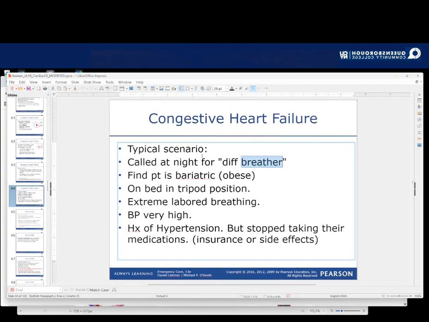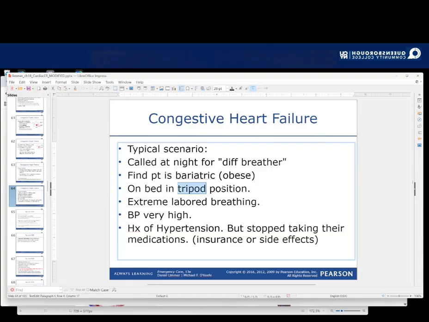So typical scenario, you're called in the middle of the night. If you're doing the night shift, you tend to get patients like this. Although some people sleep during the day, so a day shift EMT might get this. You're called for a difficult breather. Patient is bariatric, which is the current term for anybody who's obese. This is the politically correct term, the medically and New York State approved term for somebody who is obese.